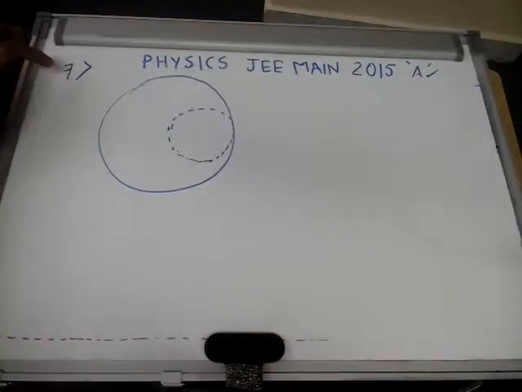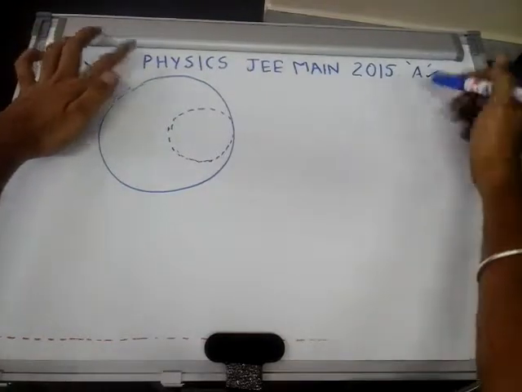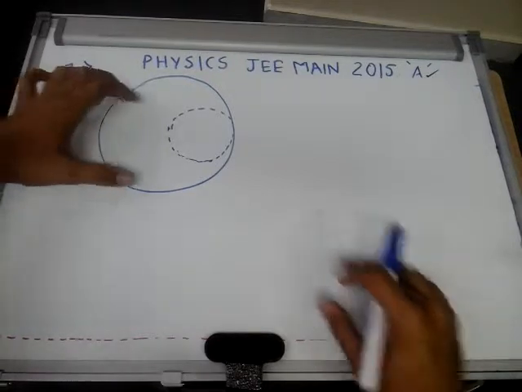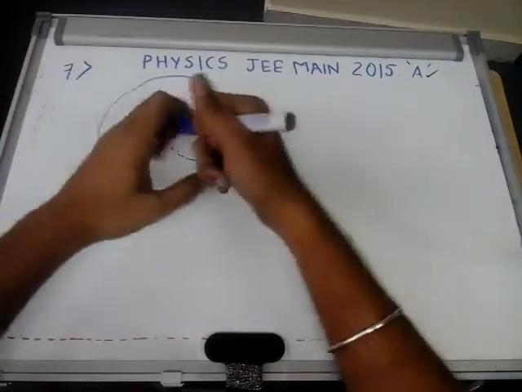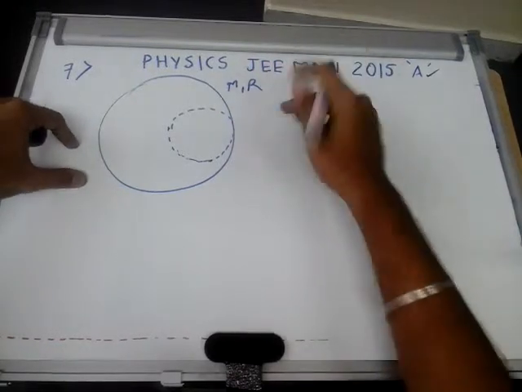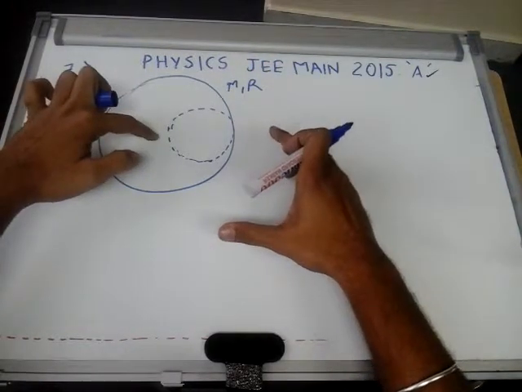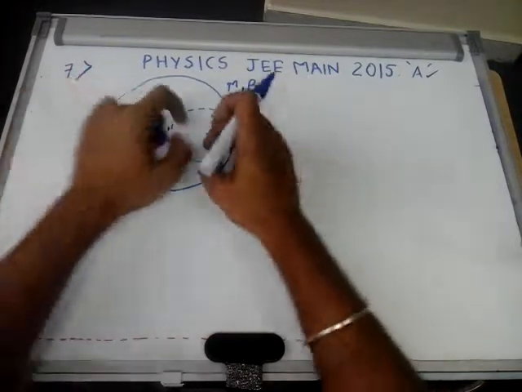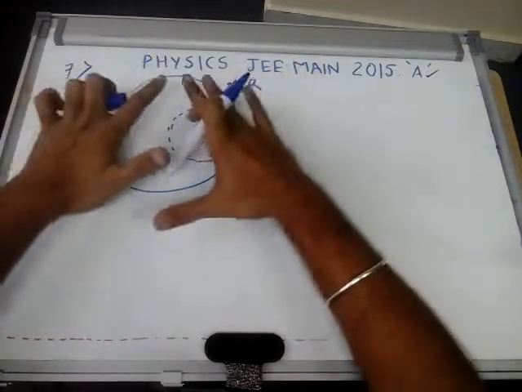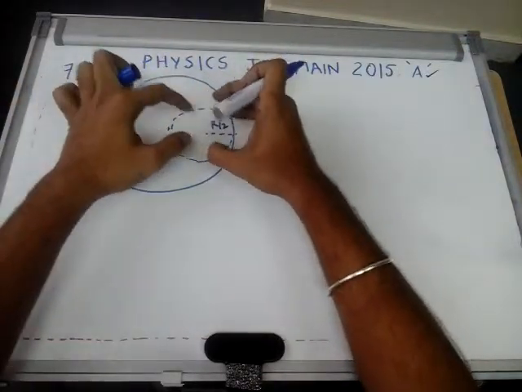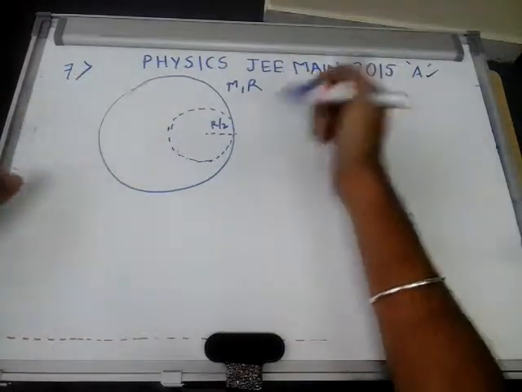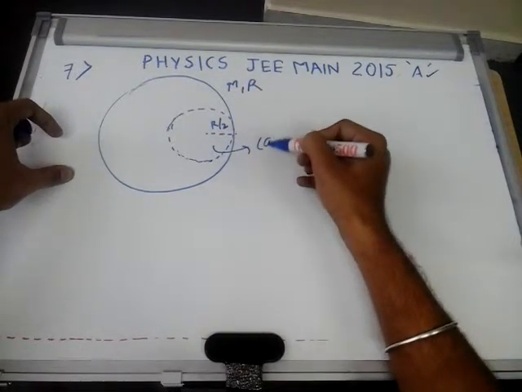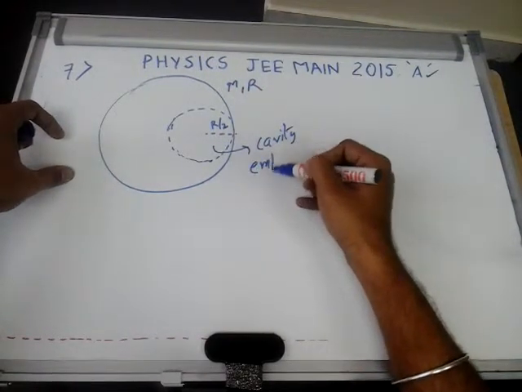Hello friends, in the seventh question of JEE Main Physics paper, code A, they are telling from a solid sphere of mass m and radius r, a spherical portion of radius r by 2 is removed. Initially we have a solid sphere, now r by 2 radius small spherical portion is removed. So once it is removed, after that we have a cavity here. Cavity, empty space.